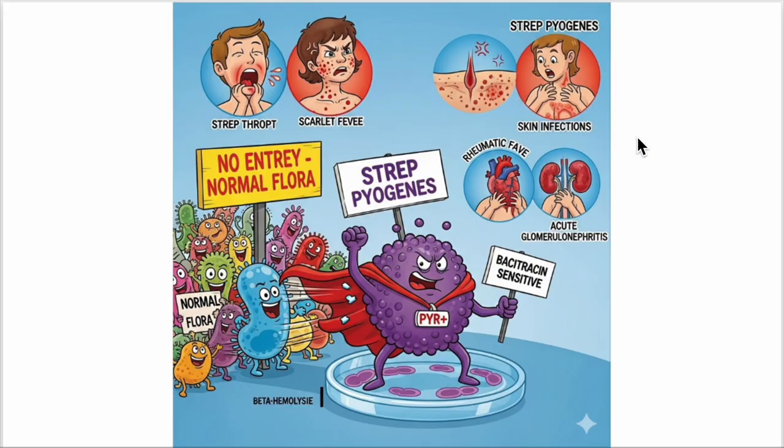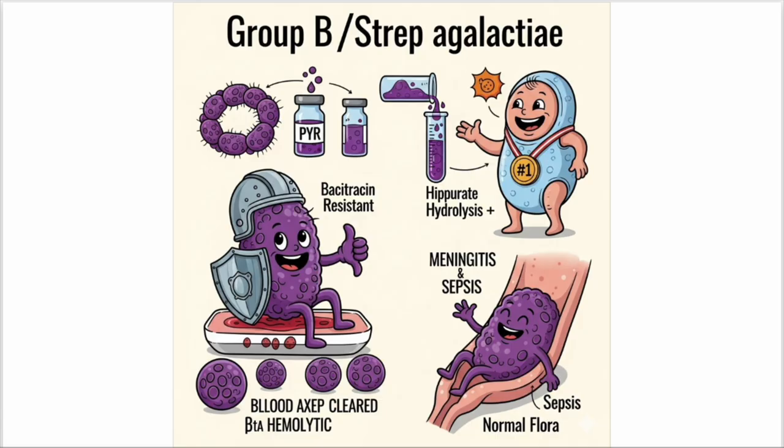Let me see if there's anything else we need to know. Like the skin infections, you've got erysipelas, impetigo, necrotizing fasciitis. That sounds pretty horrible. And then post-infection sequelae results in the rheumatic fever and the glomerulonephritis in the kidney. So that's kind of when you didn't get it treated fast enough when you had the strep throat and it's moved on to the sequelae.